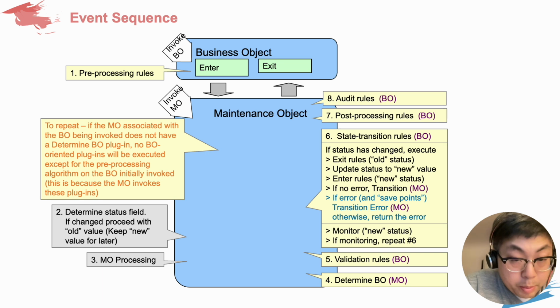So remember we have business object rules and we have business status rules. So far, we have run the pre-processing rule on the business object, and then we run the validation rule on the business object. It hasn't reached the status rule yet. Now, the next is basically the state transition rule.